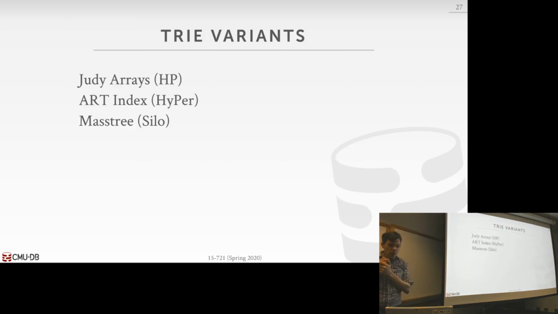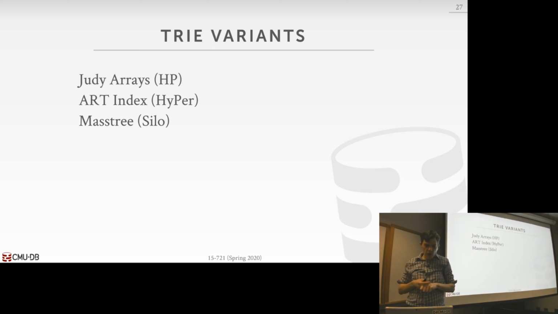Okay, so this is sort of a crash course of tries because we covered this in the intro class. But now I want to talk about more sophisticated variants and implementations of the tries that people are actually using. So Judy arrays came out first, and they were developed by HP. The ART index was in the paper that you guys read, from the Hyper guys. And the mass tree is a variant of a try where it's a try of trees, and every node will be a B+ tree. By understanding what they do here, you'll see why they have to do it the way they did in mass tree.